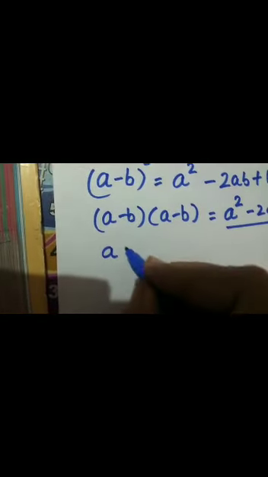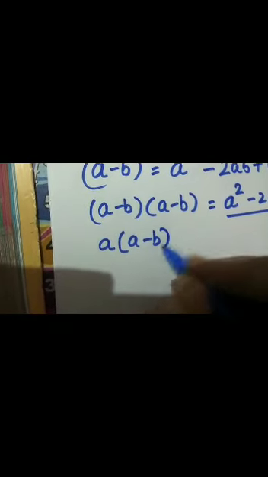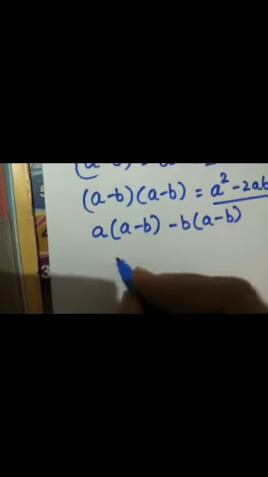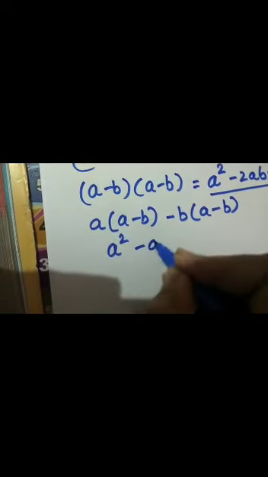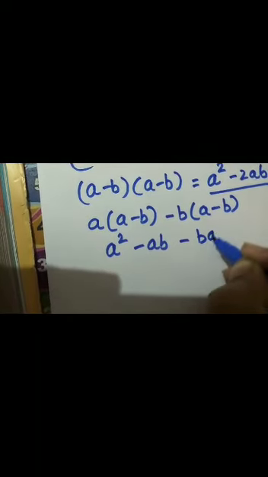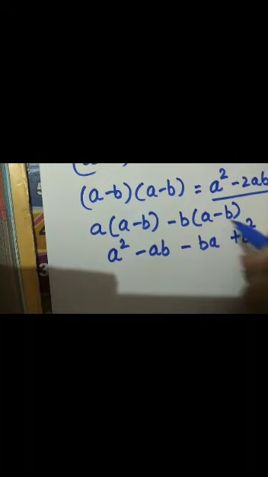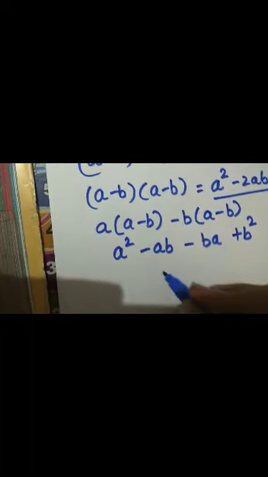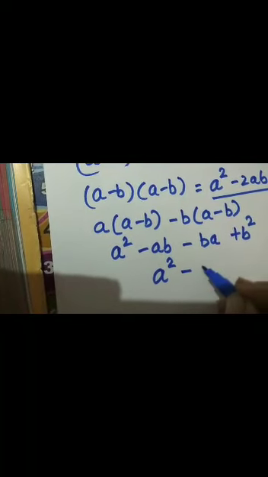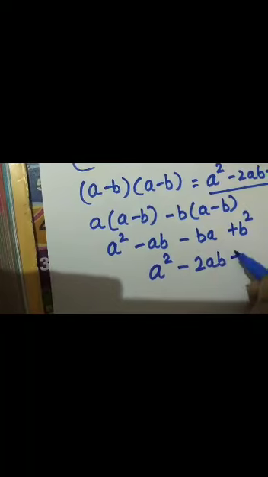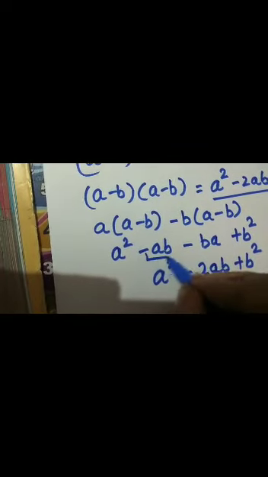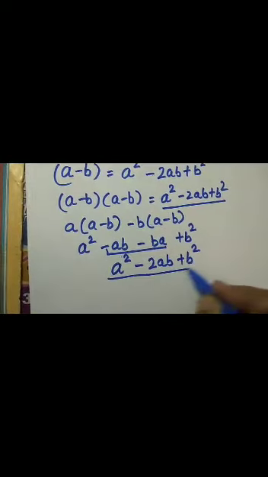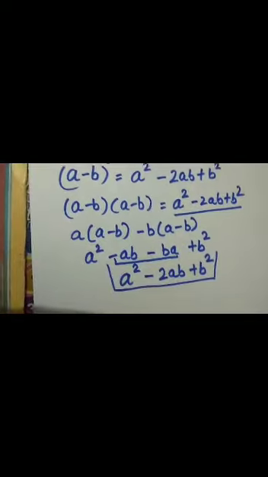We have to multiply a into (a minus b), then minus b again with (a minus b). This will be a square minus ab minus ba plus b square. Both the signs are negative, so the result will be positive on multiplication. So a square minus 2ab plus b square, as these are like terms with negative sign. In the same way, in this also we are getting the same result.